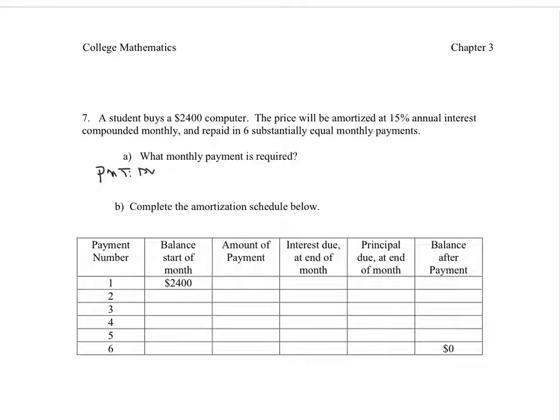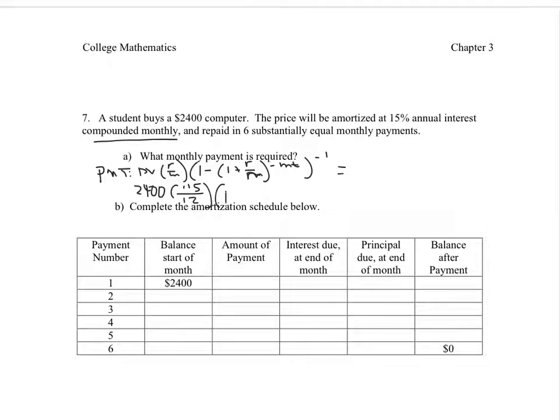if we take the present value times R over M times, and then we have this big parentheses, 1 minus 1 plus R over M raised to the negative MT power, and that whole parentheses is raised to the negative 1 power. Now I'm going to show you, if you plug in, the $2,400 is what we're borrowing. The interest rate is 0.15, and it's compounded monthly. So that's a 12.